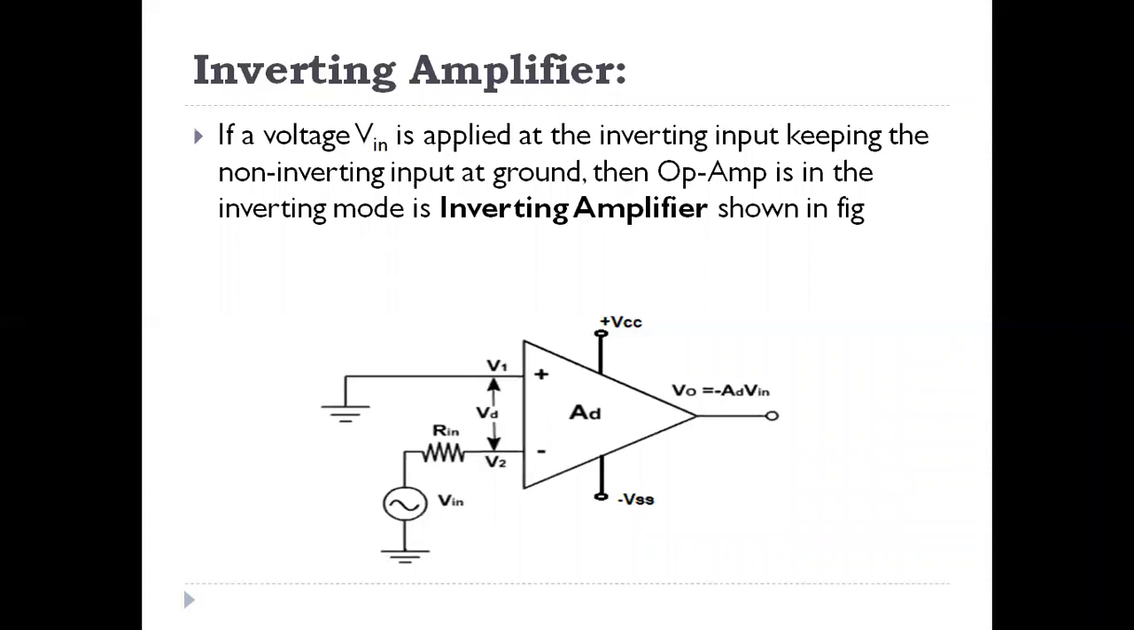So the first application of op-amp is the inverting amplifier. If we are applying the input signal to the inverting terminal of the op-amp and the non-inverting terminal of the op-amp is grounded, then that type of amplifier is known as an inverting amplifier.